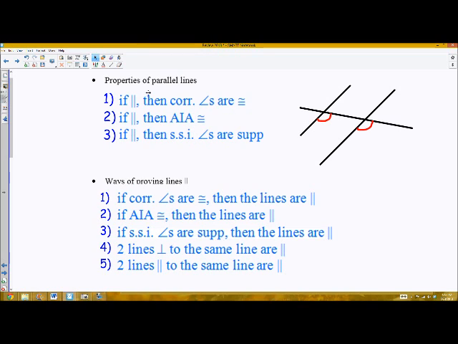If I wanted alternate interior angles, let's do those in a different color. The angle alternate interior to this one is on the alternate side of the transversal line and on the interior of the two parallel lines. Same side interior, similar setup. Two same side interior angles would be this one and this one. They are on the same side of the transversal and on the interior of the parallel lines.